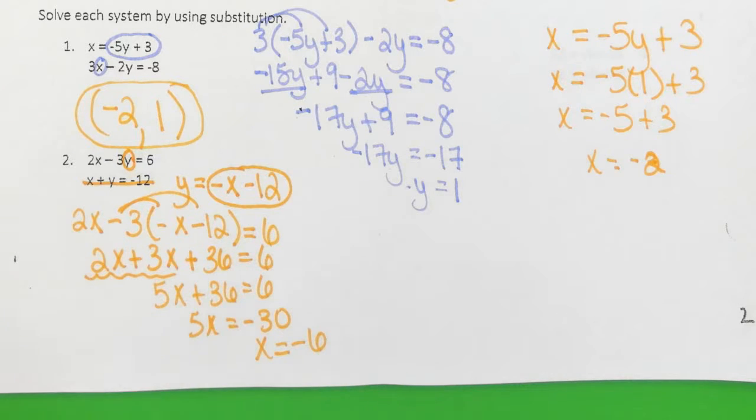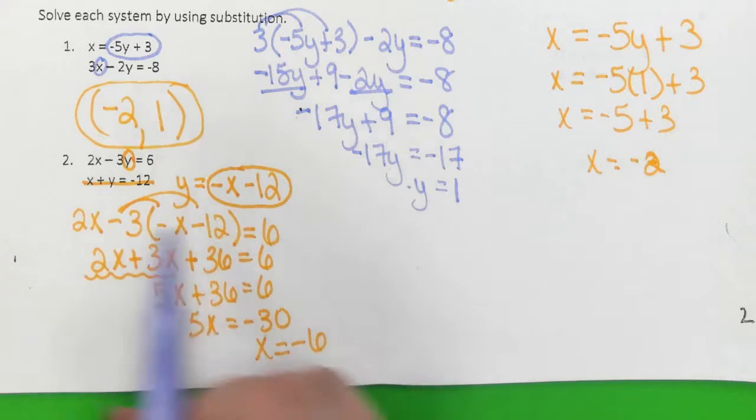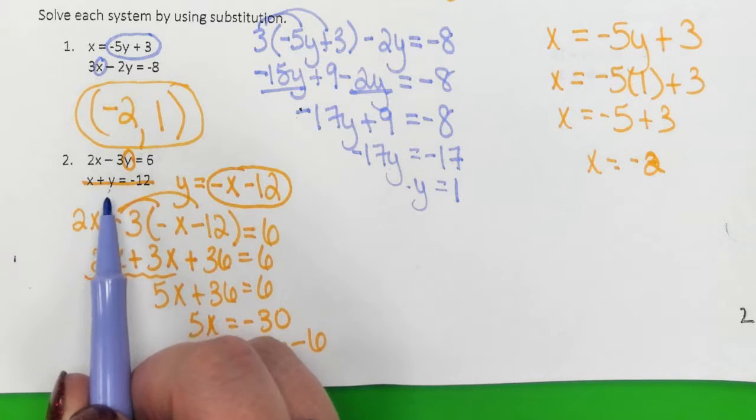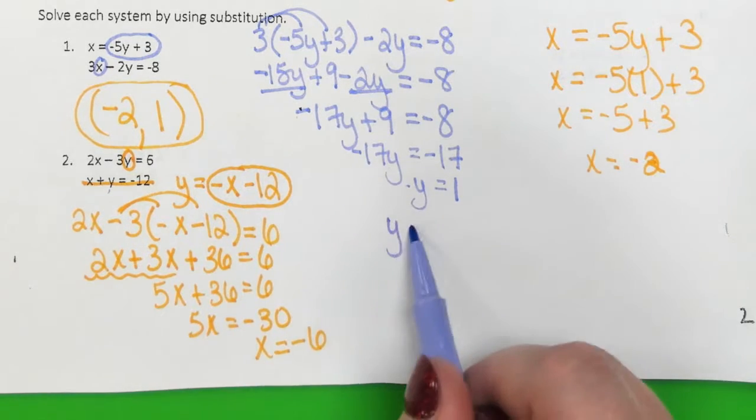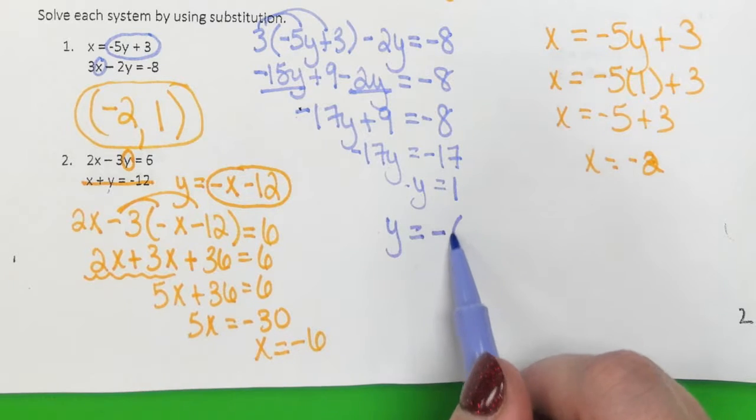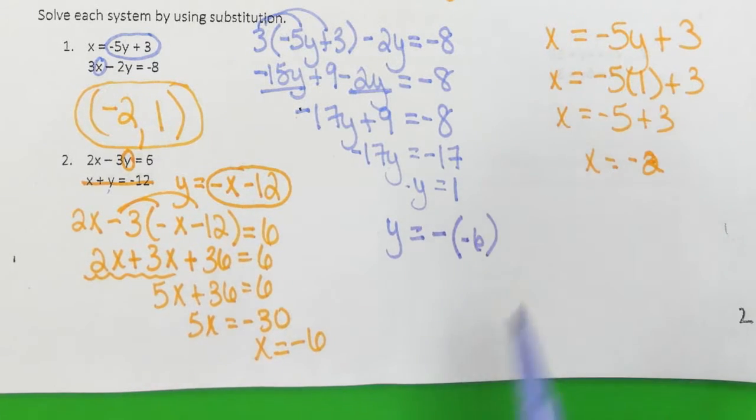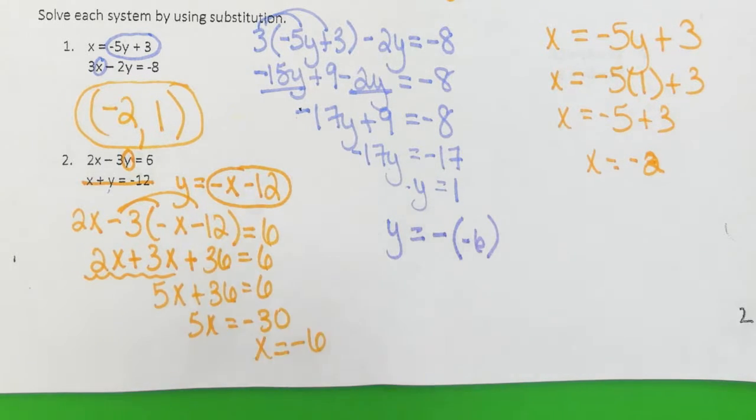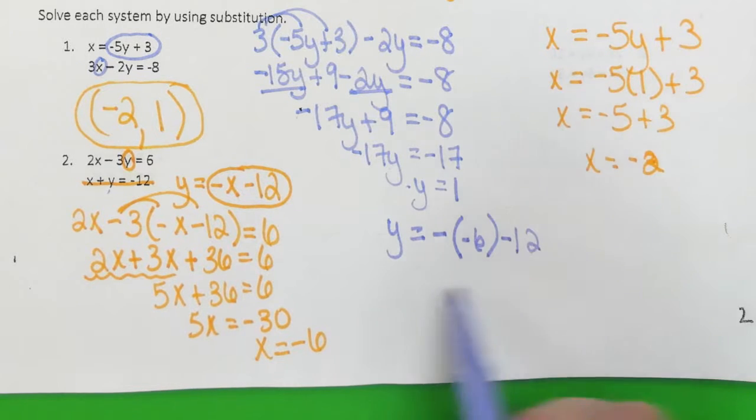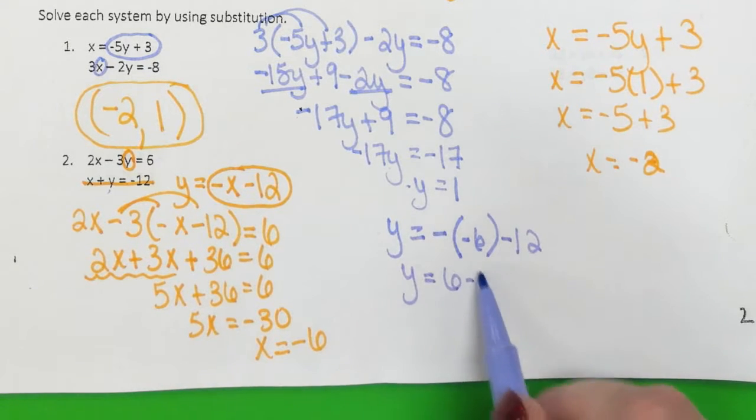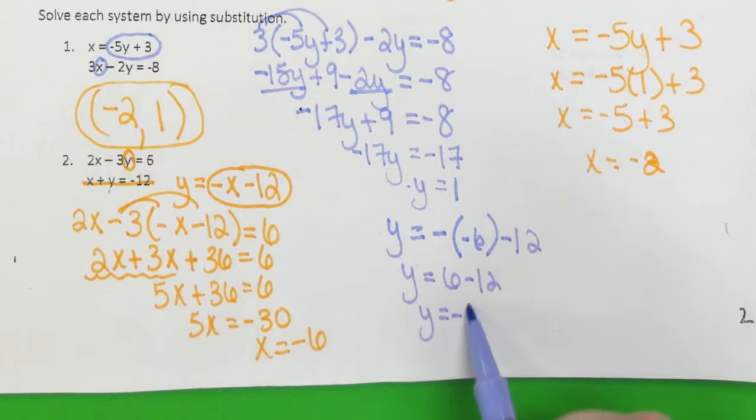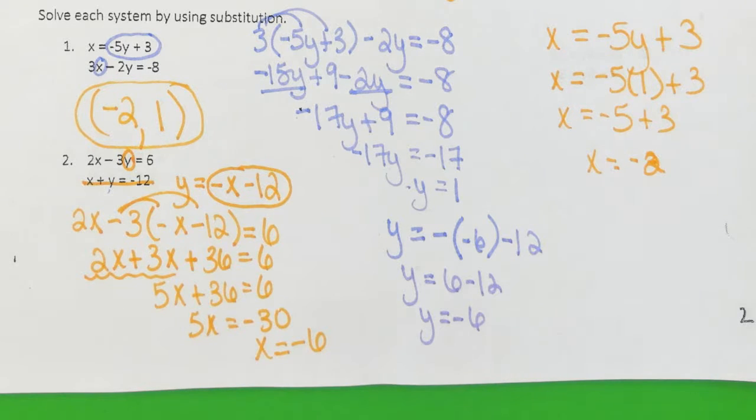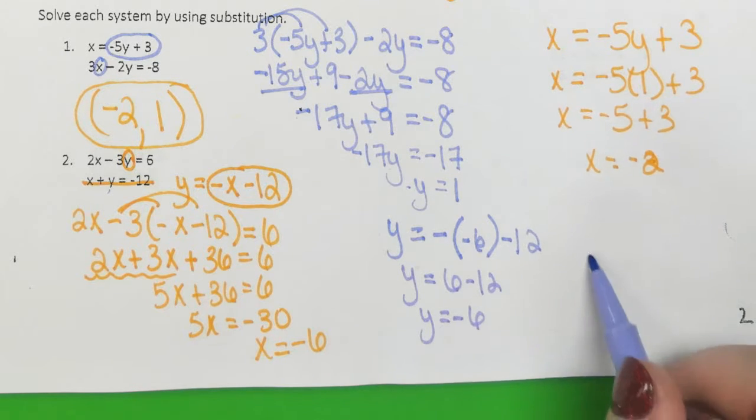All right, which one do y'all want to plug into? You want to plug into this one? Okay, you could have plugged into this one if you wanted to. It's the same thing, okay? All right, so we get y equals negative parentheses -6. You guys gotta be real careful, okay? So that's positive 6 minus 12, which is -6. So what's my ordered pair?